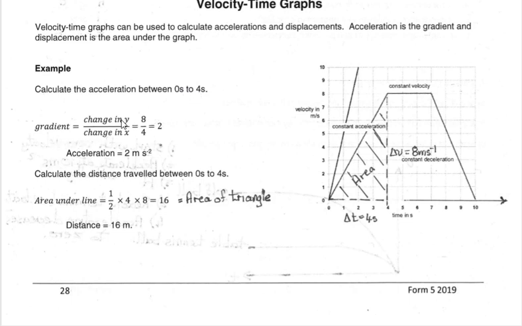So the gradient is the change in y, which is 8, divided by the change in x, which is 4, and that gives 2. So the acceleration is 2 meters per second squared. Calculate the distance travelled between 0 to 4 seconds. Area under the line is a half times 4 times 8, which is 16, which is the area of the triangle. Distance equals 16 meters.